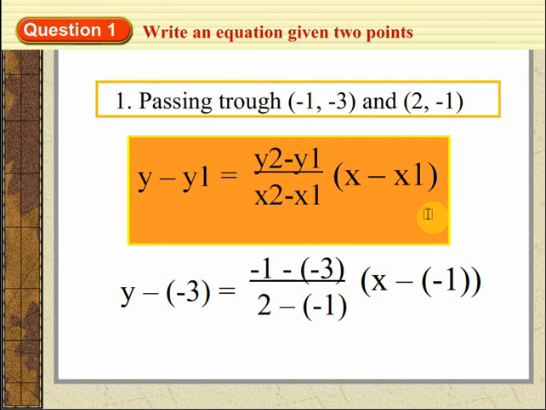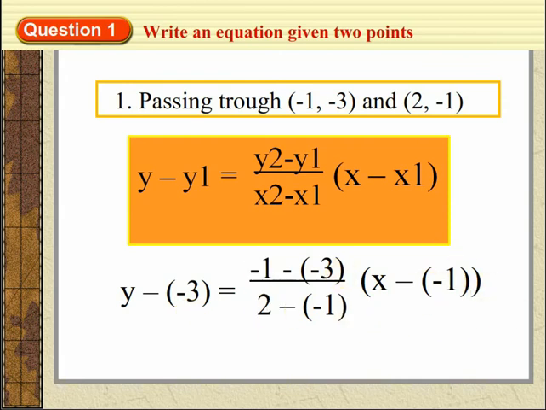So here we have to write the general equation: y minus y1 equals the gradient, (y2 minus y1) over (x2 minus x1), times (x minus x1). So you just apply the values in the equation. Here we have y1, y2 minus y1, x2 minus x1, and here we have x1.